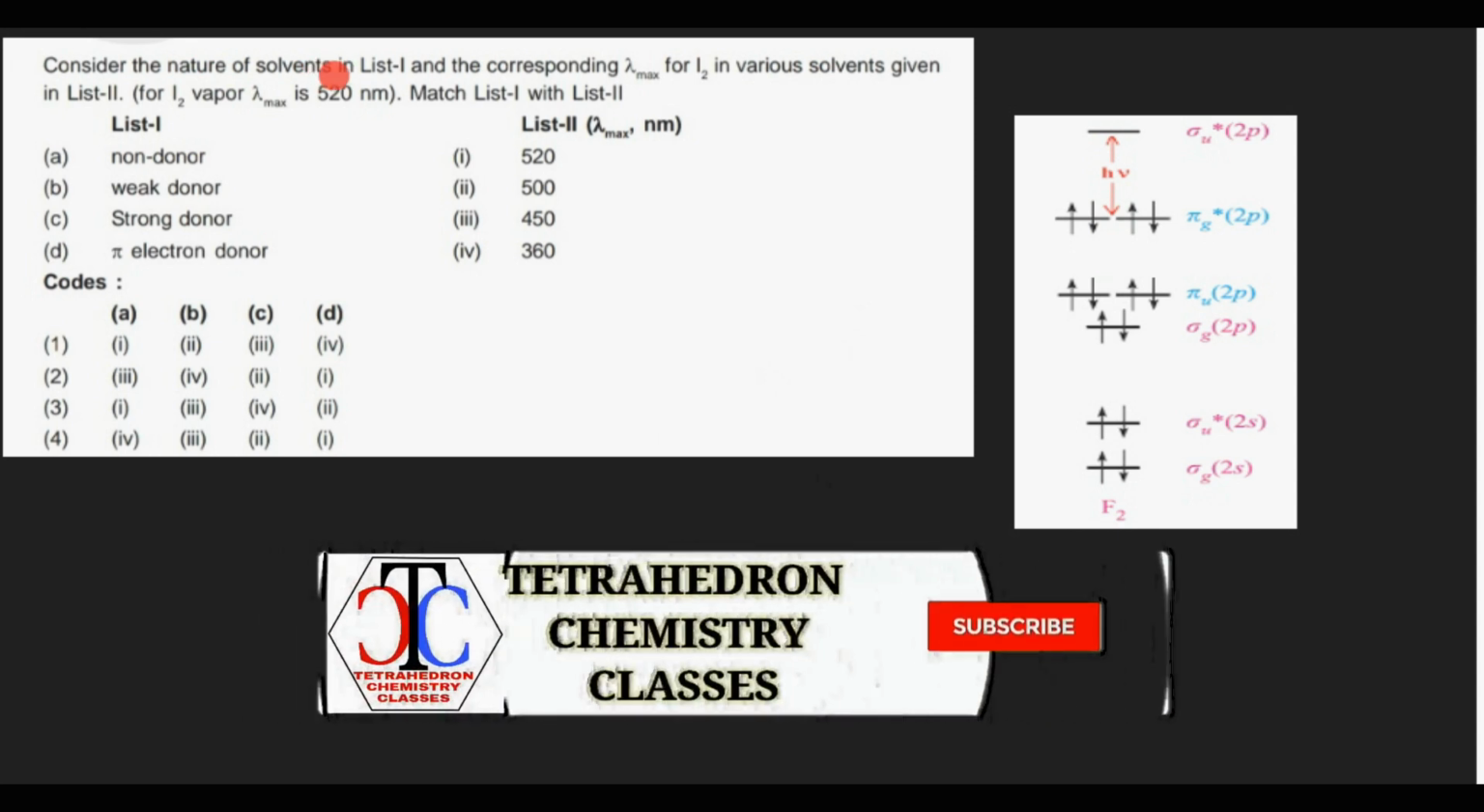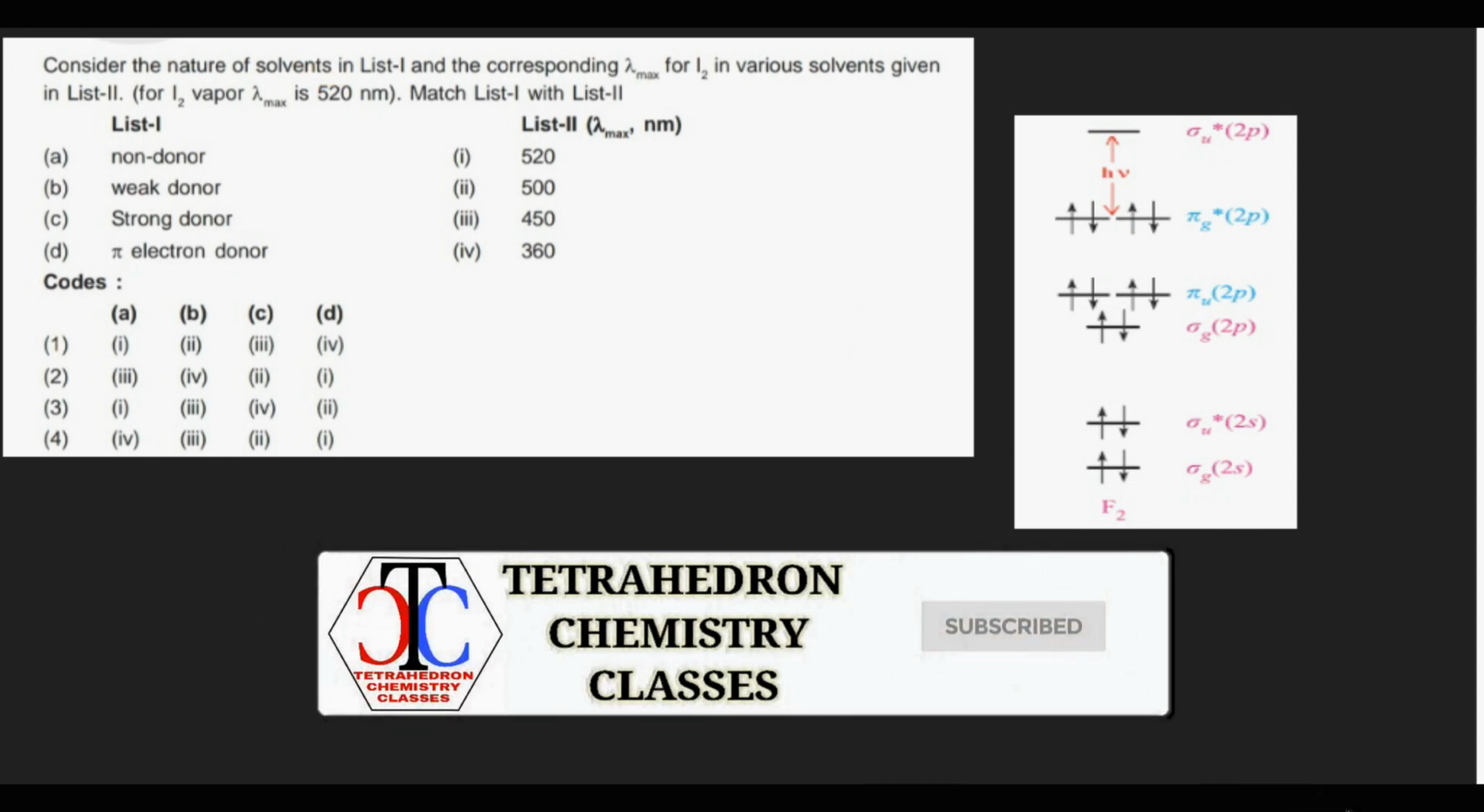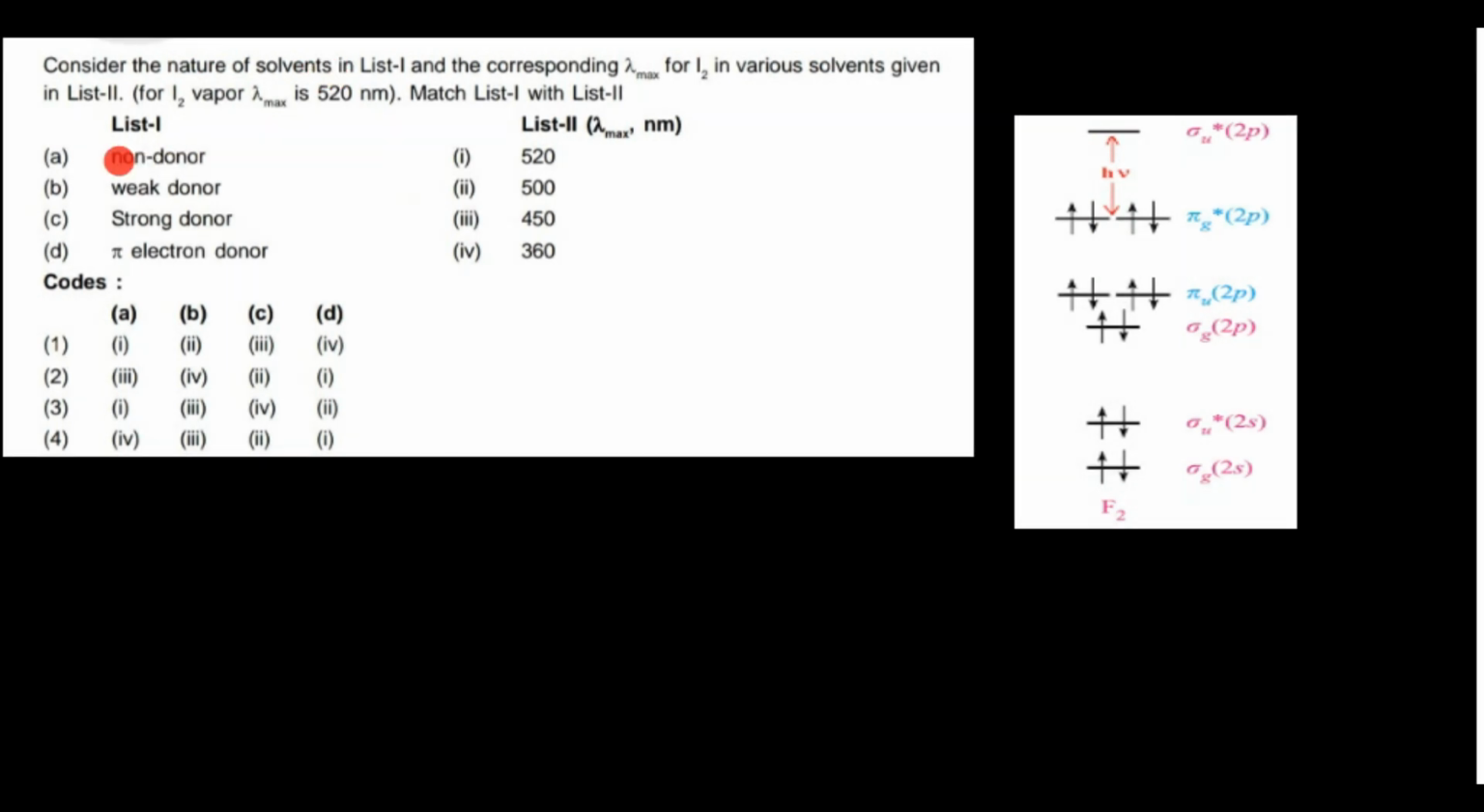This problem has taken quite a lot of time. Now what does my next problem say? Consider the nature of the solvents. So you have been given the solvents and the nature of the solvents. The first solvent is non-donor, the second is weakly donor, the third is strongly donor, and the next is pi donor. Okay, and the corresponding lambda max values are given here, right? They are not actually related in order. You have to match them to the various solvents given in list 2.